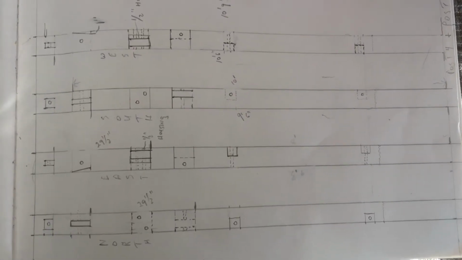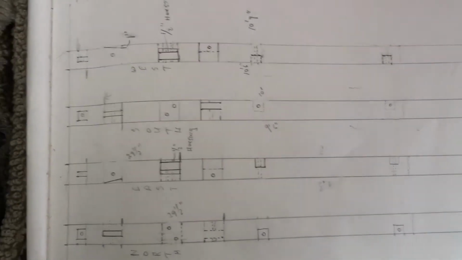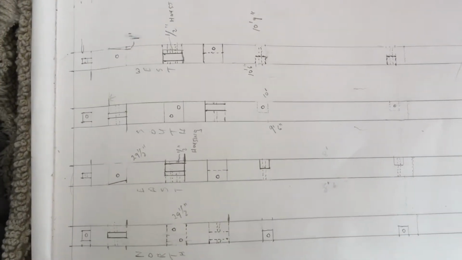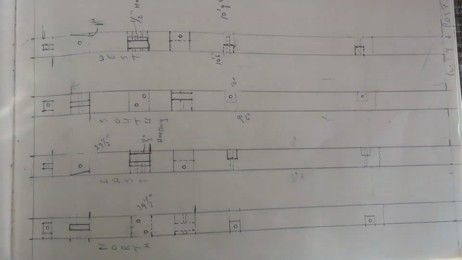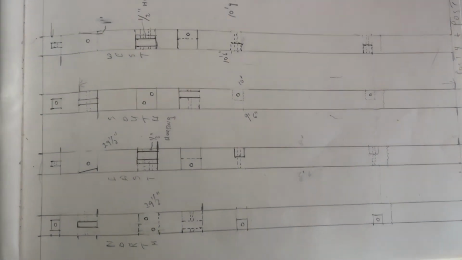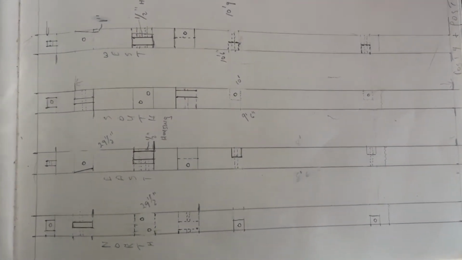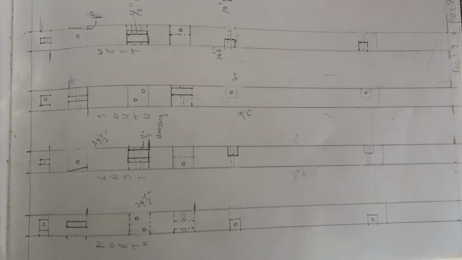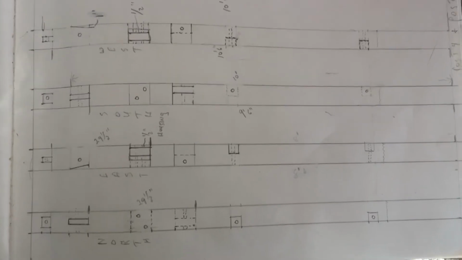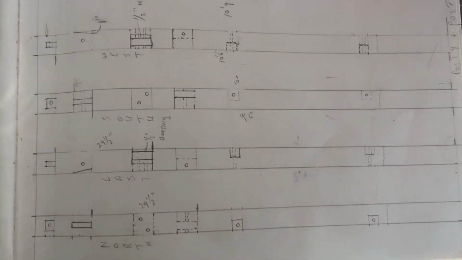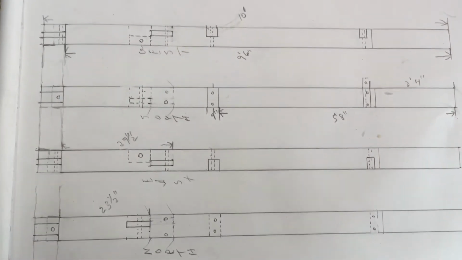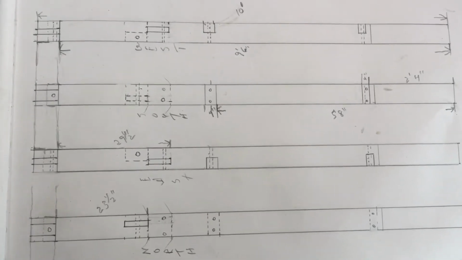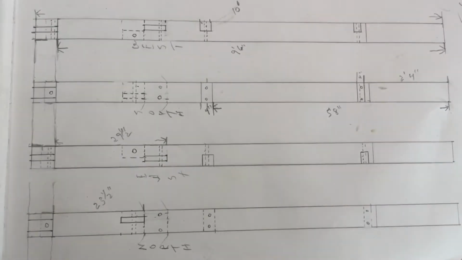This happens to be post number 4 and post number 7. They happen to be identical. Again, you can see the dimensioning and the orientation. This is post number 3 and number 6. Again, they are identical.